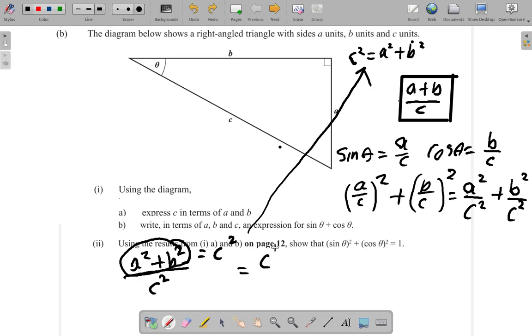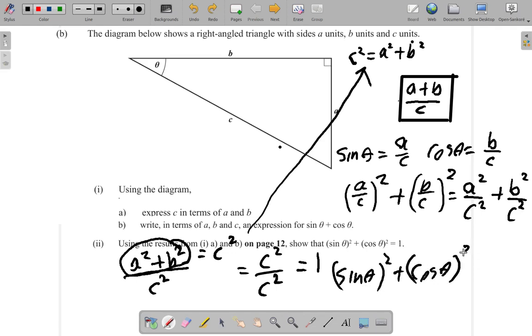So this becomes C squared over C squared. But what is C squared over C squared? It has to be 1. Number divided by itself is 1. So therefore, what this is showing is that sine squared theta plus cos squared theta is equal to 1, shown. Alright.